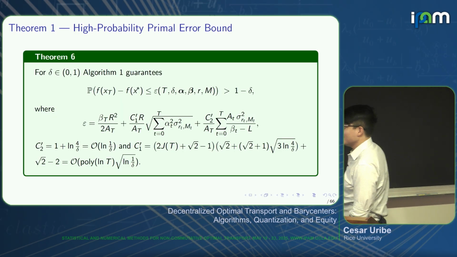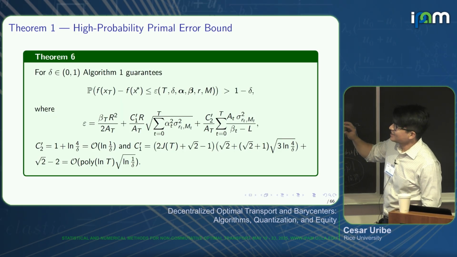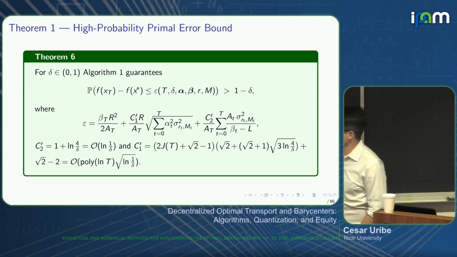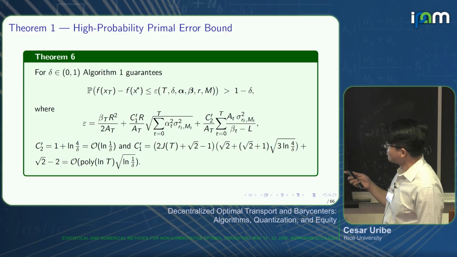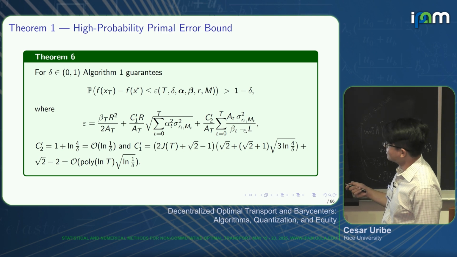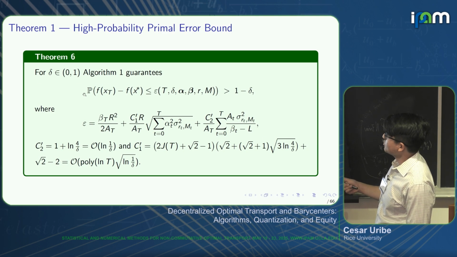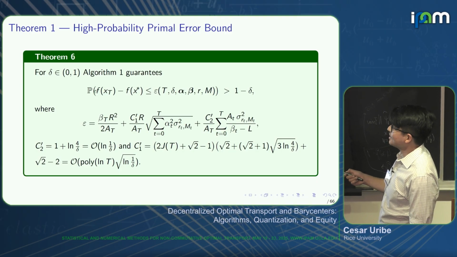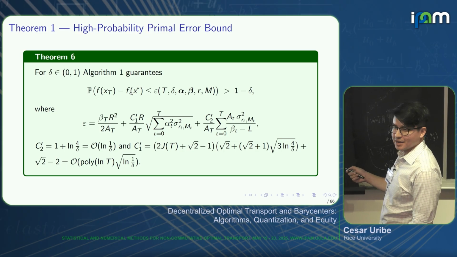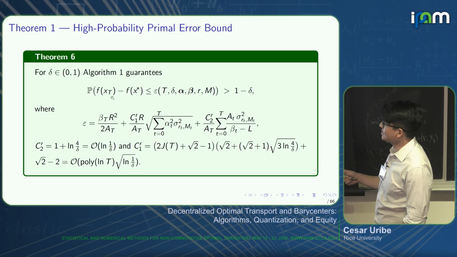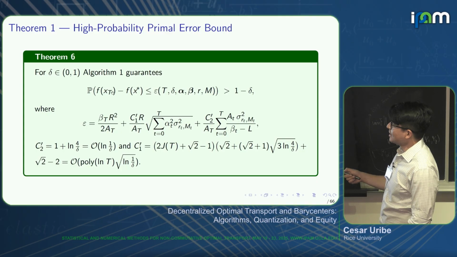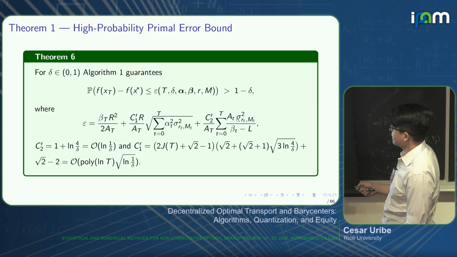And again, this one looks very nasty. I'm going to try to parse what is going on here, right? So the type of results that we can provide are as follows. The first part is relatively easy. We want to compute a probability of how far we are, or the probability of being epsilon away from optimality, right? So this one is easy. How far are we from optimality at iteration t with respect to this epsilon here? And I can tell you exactly how this epsilon looks.